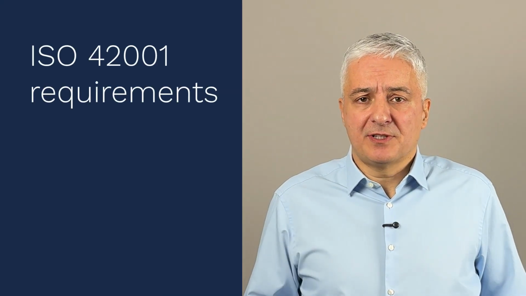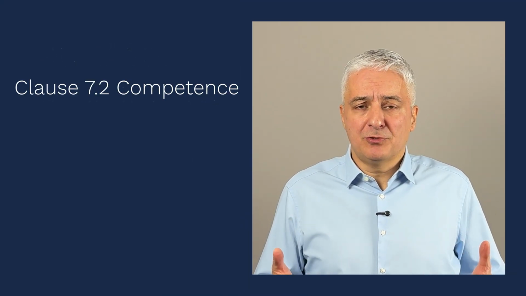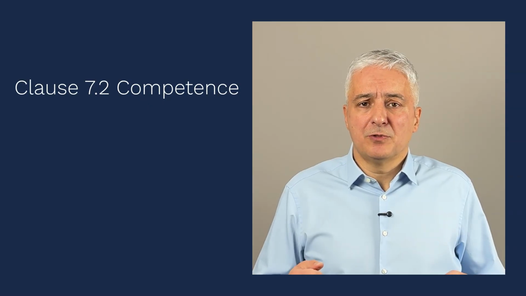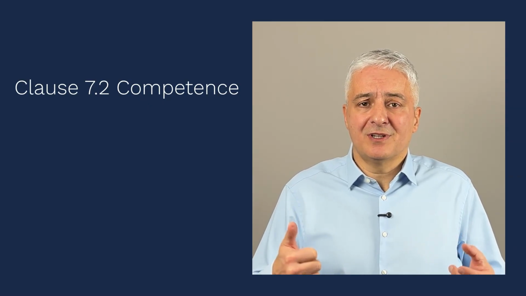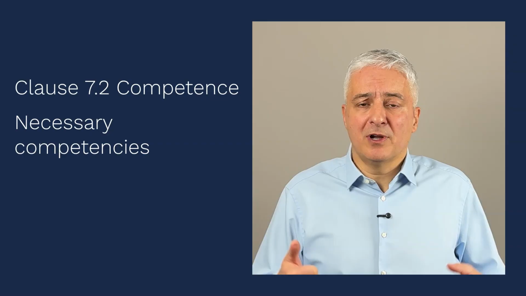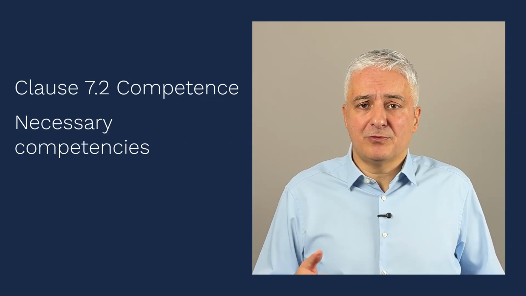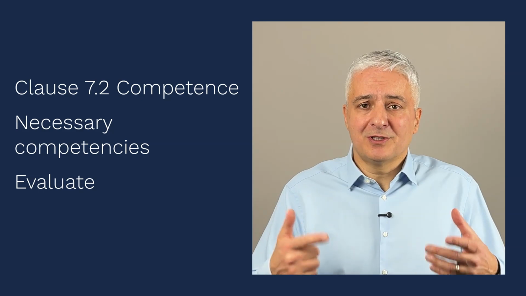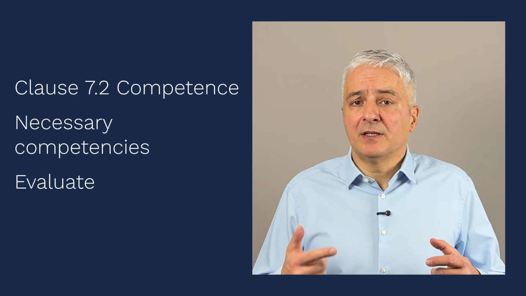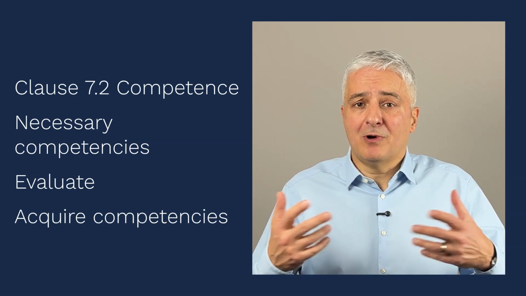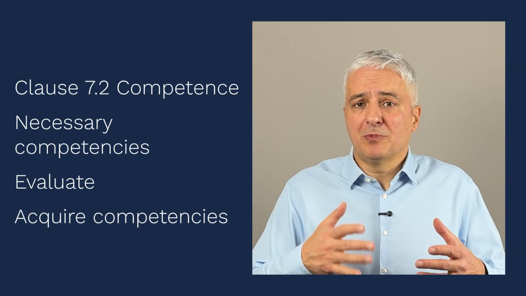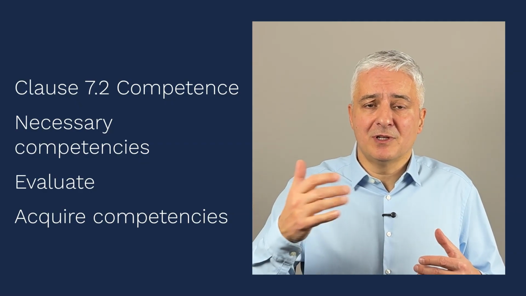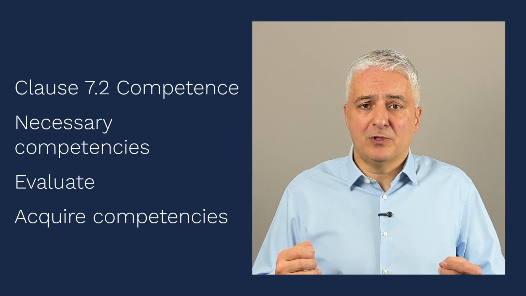Okay, let's start first with the requirements. So clause 7.2 is called competence, and basically it's not very detailed. It says that you first have to define what the necessary competencies are for any role that is relevant for the AI management system. Then you have to evaluate if all the persons that are doing these roles really have these competencies. And then as a third step, you have to acquire competencies for people where you actually notice that there is a gap between what is needed and what certain people have for certain roles.